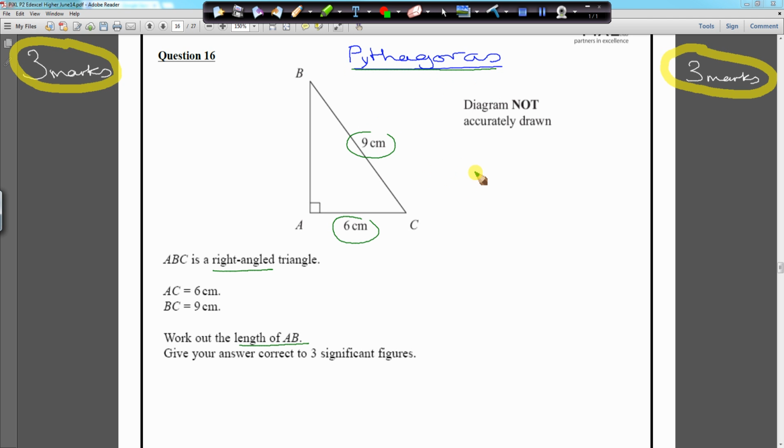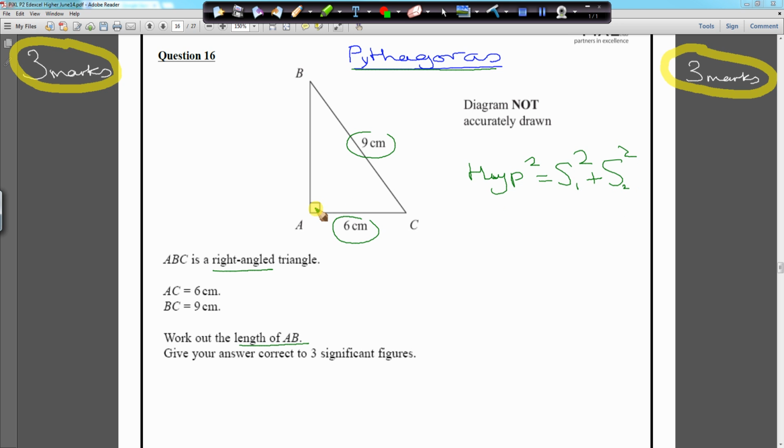Now, what is Pythagoras theorem? Pythagoras theorem states that the hypotenuse squared is equal to the sum of the other two sides squared. So side 1 squared plus side 2 squared. Okay, that's going to be side 1, and that's side 2, and that's squared.